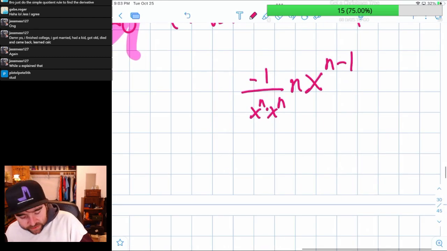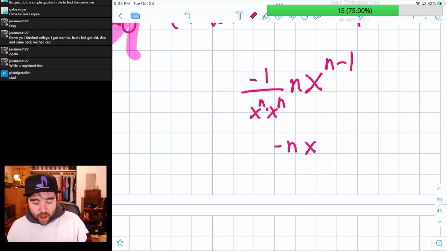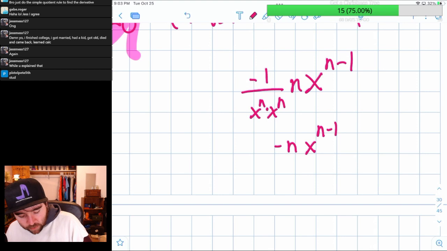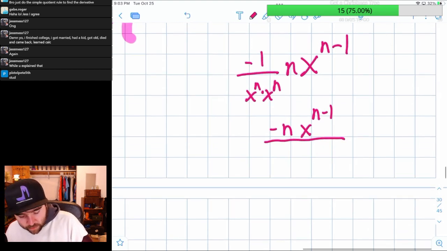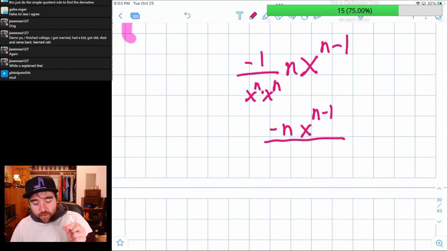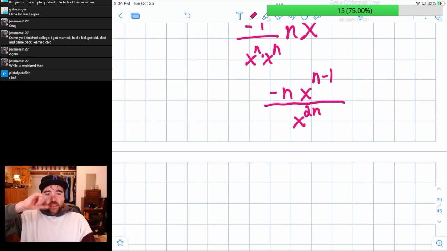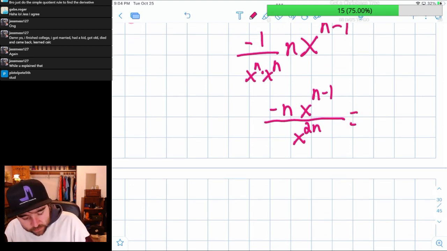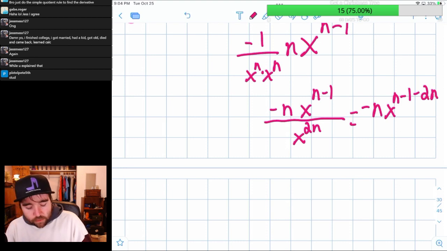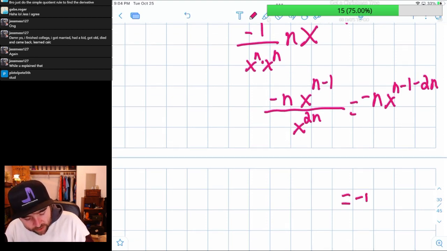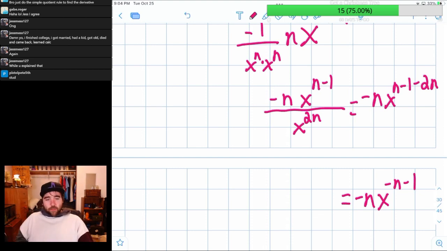So let's cram all that together. So we have negative n, actually, times x to the n minus 1 over x to the n times x to the n. So that means you add the exponents, n plus n, so x to the 2n. Okay. Now we have x divided by x, same base. So now we can subtract the exponents. So that's negative n, x to the n minus 1 minus 2n, which is negative n times x to the negative n minus 1. And that's the final thing.